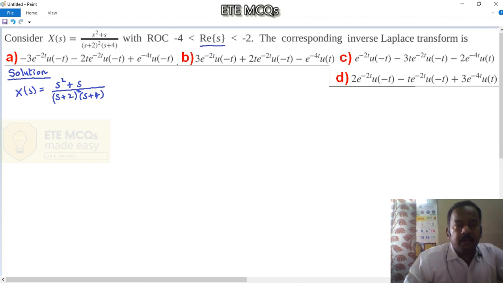Now let us solve a NPTEL assignment problem. Consider X(s) equal to (s squared plus s) divided by (s plus 2) the whole squared into (s plus 4), with ROC (region of convergence) minus 4 less than real part of s less than minus 2. The corresponding inverse Laplace transform is.